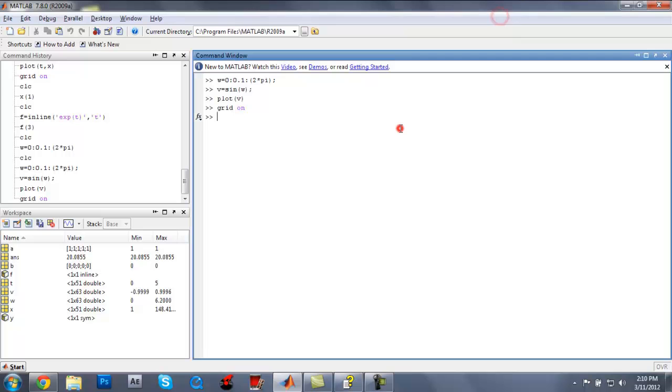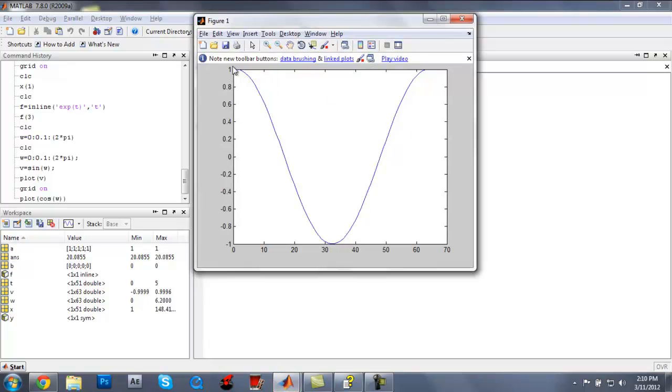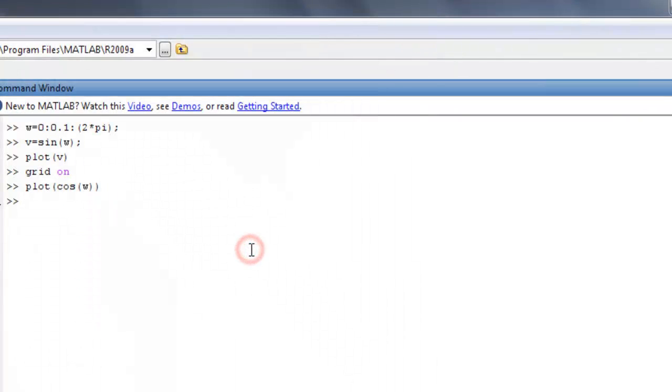Alright, so this is for sine, and for directly plotting we can just use plot here. For example, I am using cos here, cos of omega, hit enter, and it gives us the plot graph of the cos. Right, so the plot function can be used in this type of way.